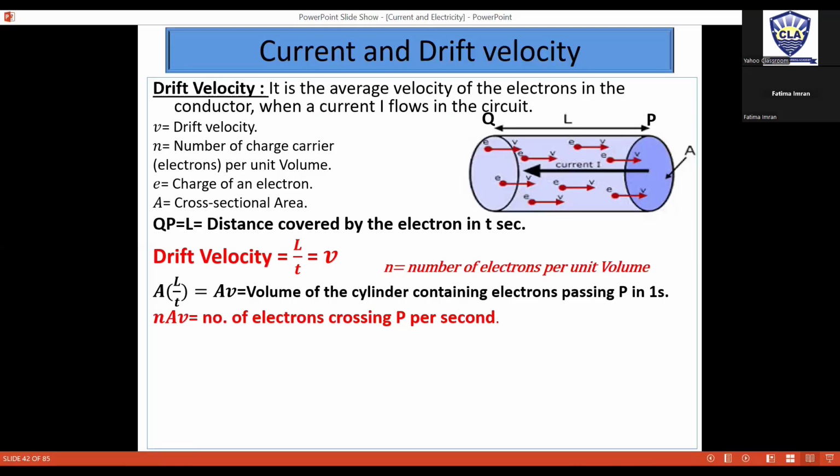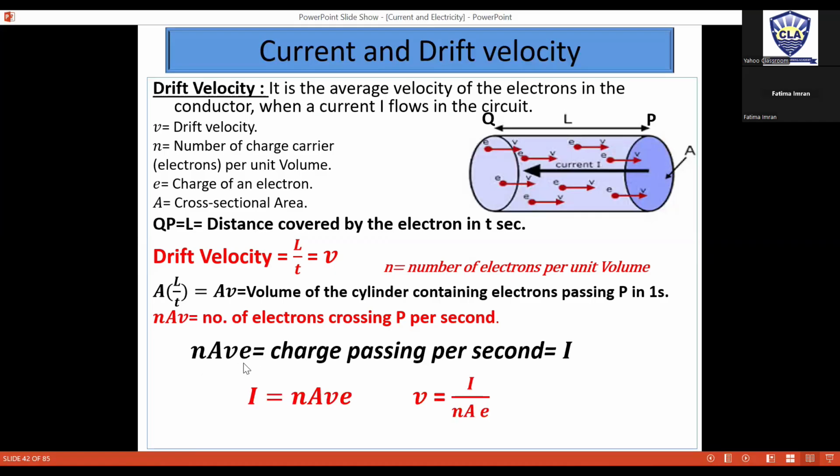This is not current. Current is charge passing per second. So multiply by E, and we'll get charge passing per second. So my formula becomes NAVE. This is charge passing per second, and charge passing per second is nothing else but current. So I have proved a relationship of current and drift velocity. I is equal to NAVE. And from here, I can find a formula for V which comes out to be I over NAE.